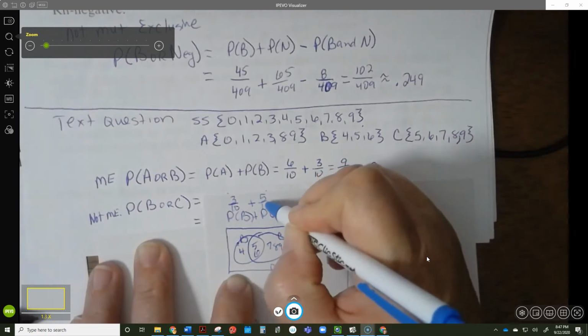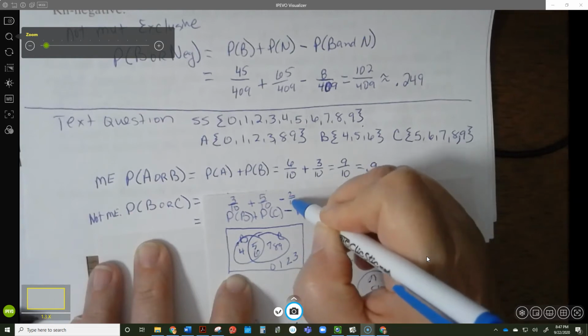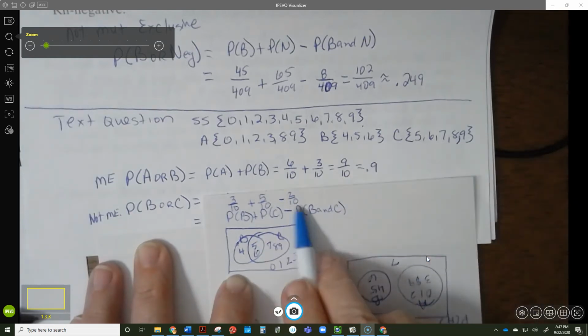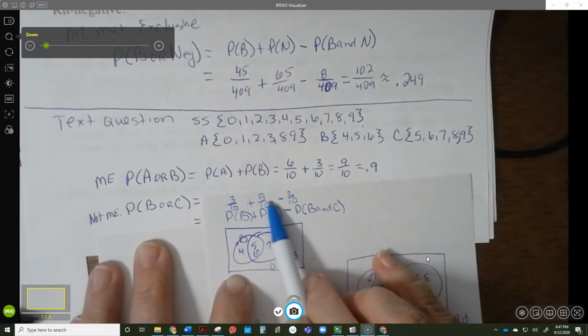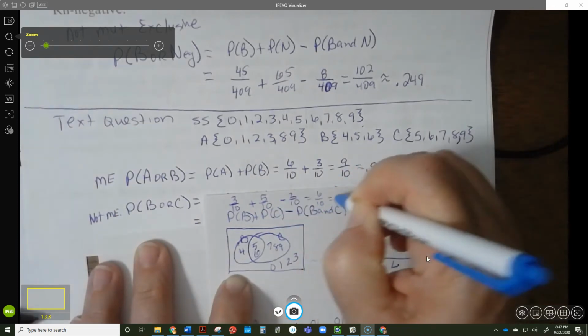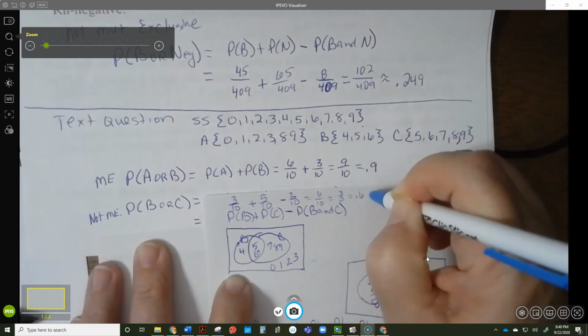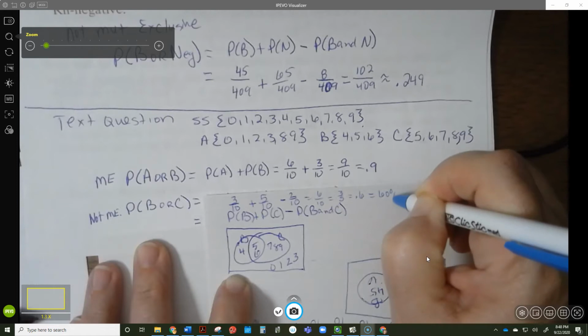So 5 out of 10. But I've counted 5 and 6, I've counted those two outcomes twice, so I've got to take them out. So 3 plus 5 is 8. 8 minus 2 is 6 out of 10. That reduces down to 3/5. That reduces down to 0.6 or 60%.